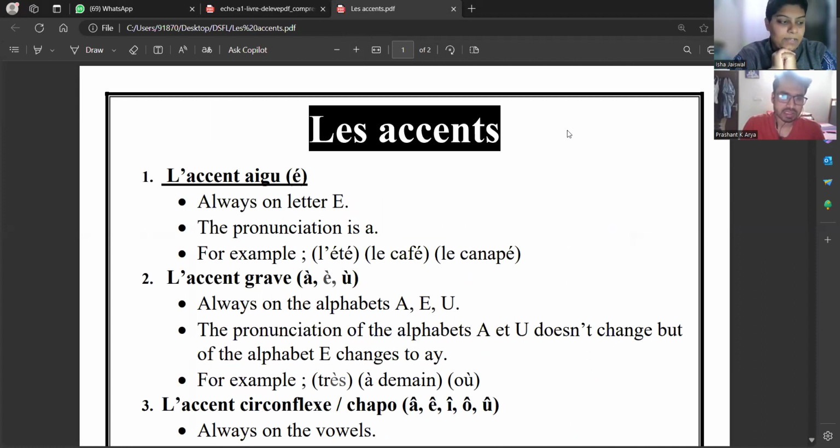Accents are just like the matras in Hindi. Without the matras, there's no pronunciation in Hindi. Same here, there is no pronunciation in French without the accents. In general, there are a total of five accents in French, and they are on certain letters only, mostly on the vowels. There is only one accent that is on a consonant. Otherwise, all the accents are on the vowels only, and they are specified.